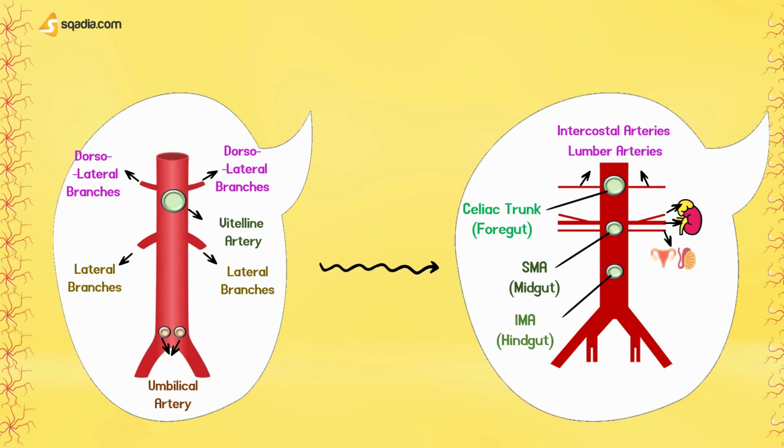Now next are the umbilical arteries. Umbilical arteries descend. They give off the common iliac arteries, which further give off the external iliac arteries and internal iliac arteries.